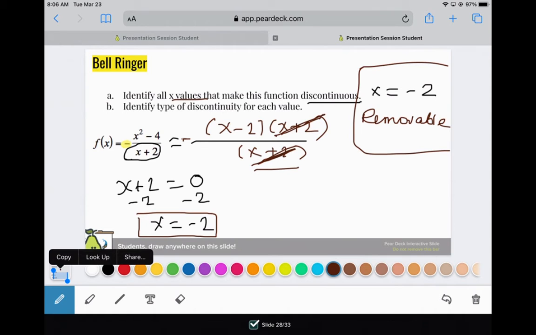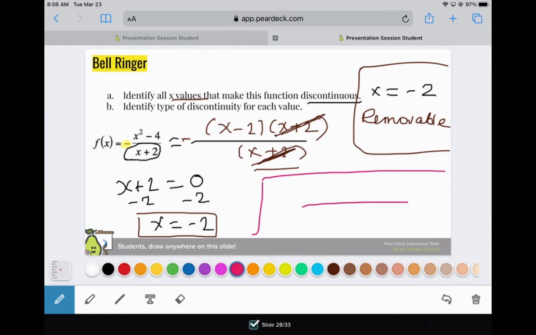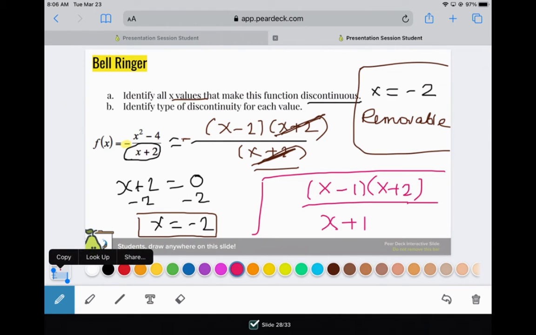When is this non-removable? For example, I'm going to come up with a new example. Let's say I have x plus 1 in the denominator, and up here I have x minus 1, x plus 2. This is the function that I'm looking at. I'm looking at the denominator, x plus 1, right? That is the one that I'm going to focus on. So if I solve it, it's going to be x equals negative 1.